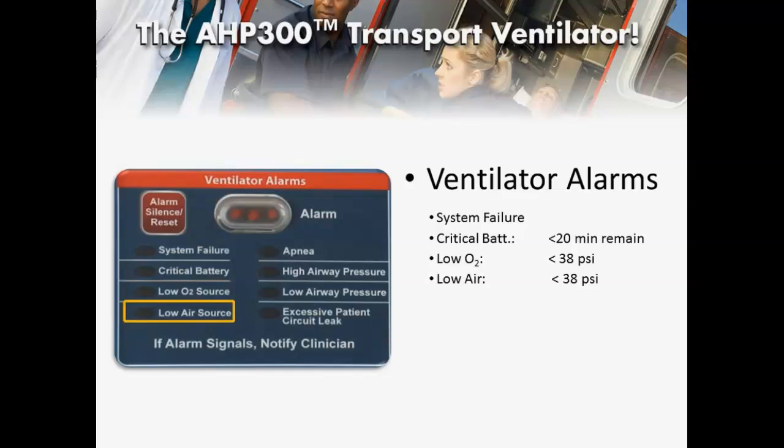Low air source. This alarm functions like the low O2 source, activating at 38 psi, but it only comes into play if the ventilator is plugged into a compressed air source from an air tank or wall air. Note that the AHP300 has a DISS air inlet on the side, even though it has an internal compressor. This is a backup feature that allows the vent to run nearly silently if it's being used in a location with wall air or standalone compressor.